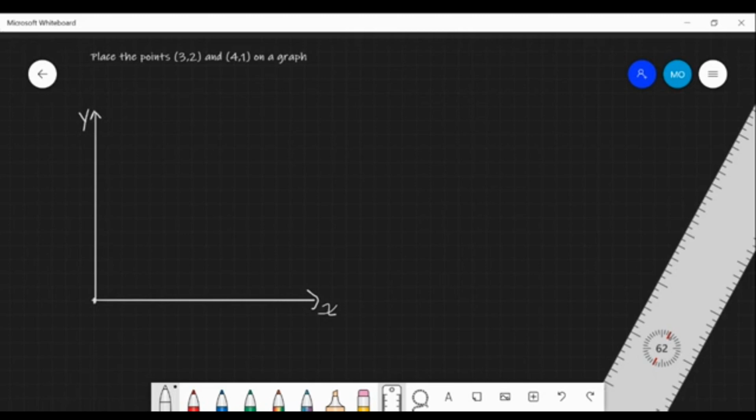The next thing I want to put on there is the origin. That's where it begins. It's the point (0, 0). So that is just the point where the x and y axis meet. It's where you begin counting from to find your different points.